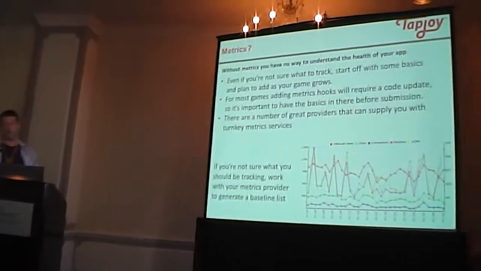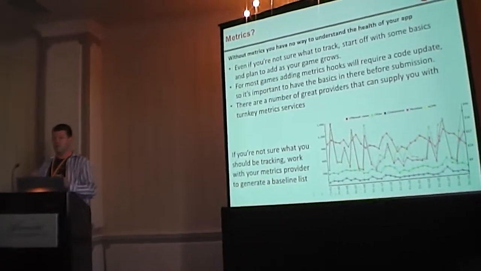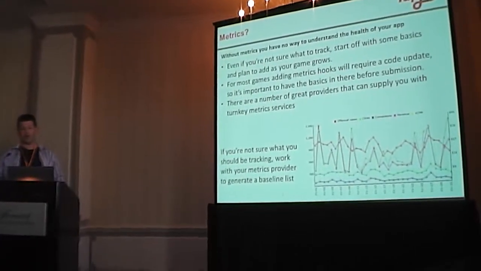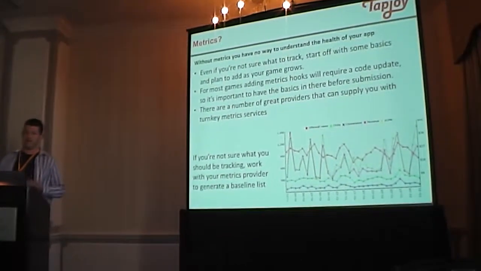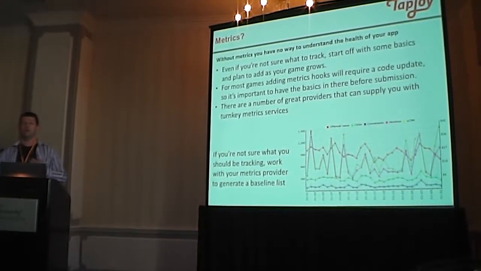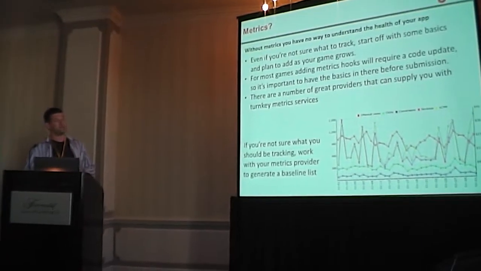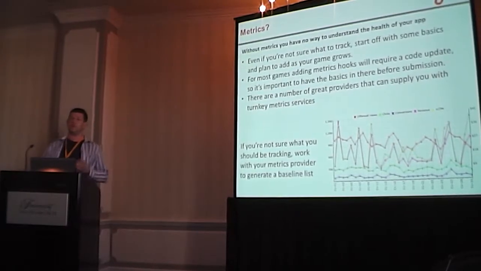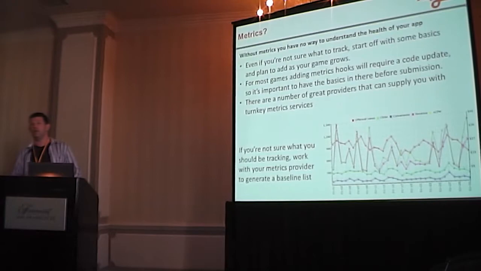Even if you're not sure what to track, just start off with some basics. Just look at a few things that you think are important and put those hooks in there to be able to measure them and track them as you go along. As you update your app, as you get more experience, as you see what the users are doing and what they're not doing, you'll have a better idea of what you should be looking at. But as long as you start off with a few basics, that'll get you going and give you somewhere to start from. For most games, for most engines, adding the metrics hooks is going to require a code update.